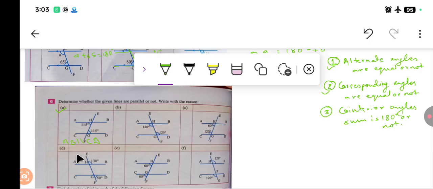Why is AB parallel to CD? You can write the reason: because alternate angles are equal. So let us see the next question.